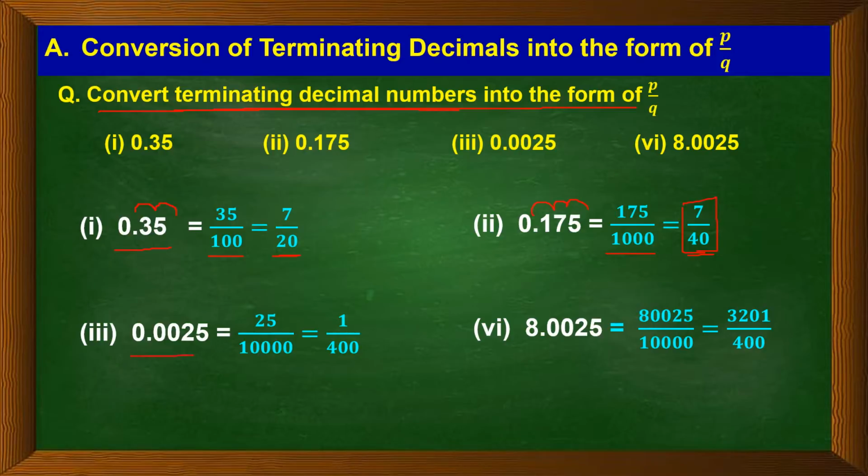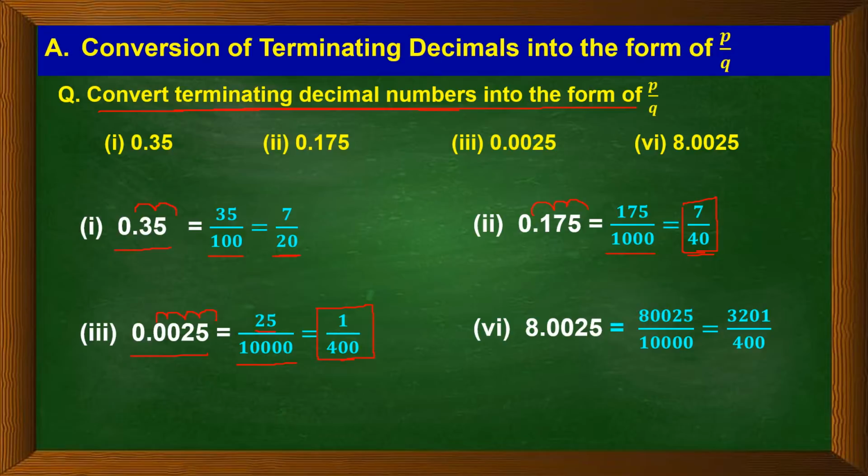Now the third part is 0.0025. Now there are four decimal places. So in the denominator we shall write 10,000, and in the numerator we shall write 25. That means without the decimal point we shall write the numerator. 25 and 10,000, the common factor is 25. So we shall divide numerator and denominator by 25 and get the p by q form of a rational number, that is 1 by 400.